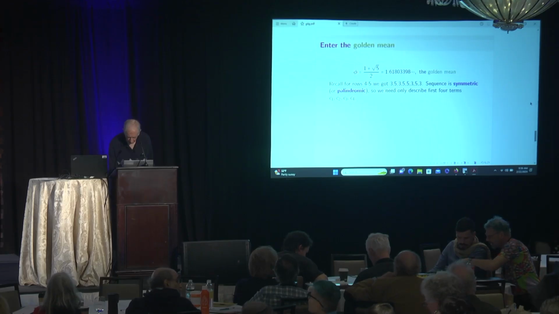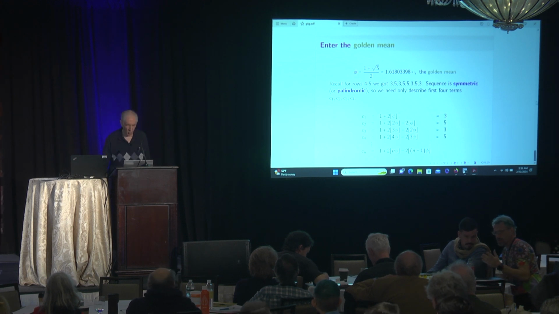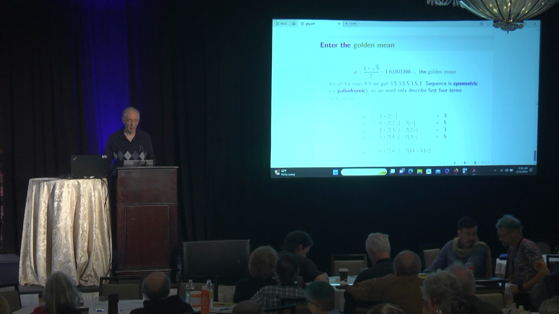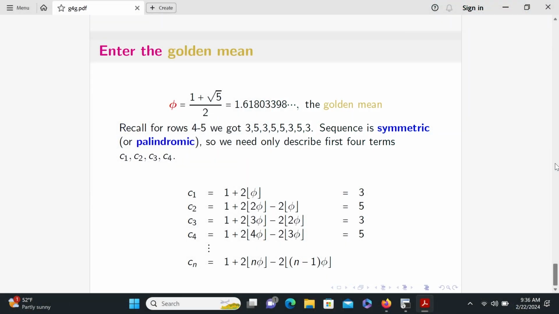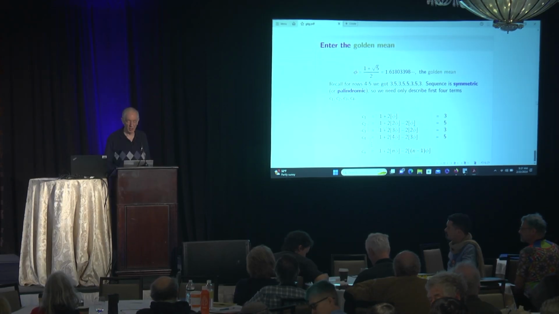The nth term is 1 plus twice the floor of n times the golden mean minus twice the floor of n minus 1 times the golden mean. So in this case of rows 4 and 5, we get 3, 5, 3, 5. If we change the 3's to 0's and the 5's to 1's, this sequence Cn is a famous sequence called the Fibonacci word.